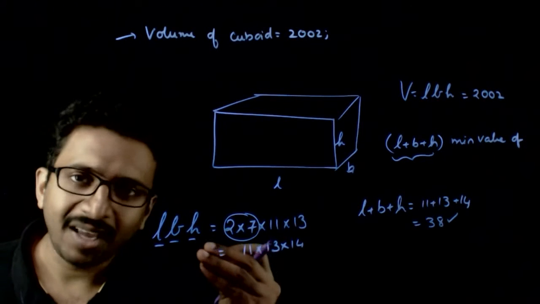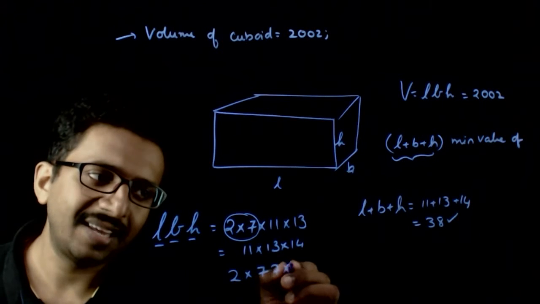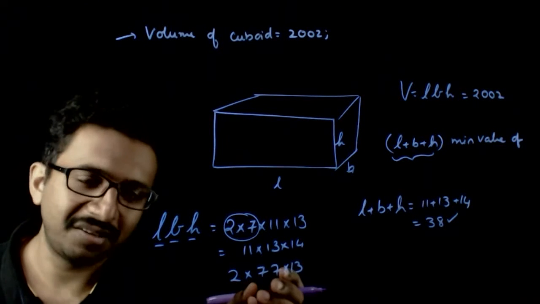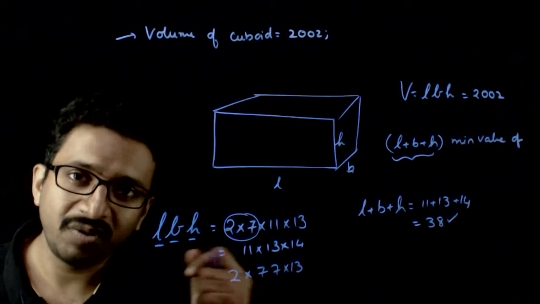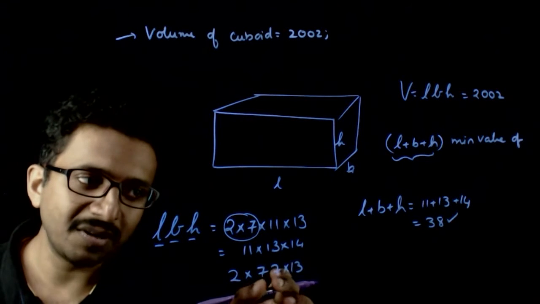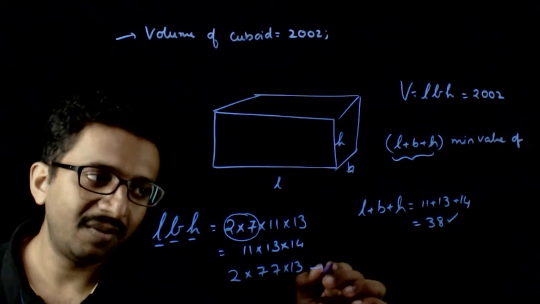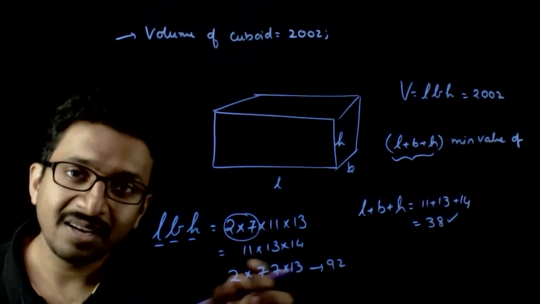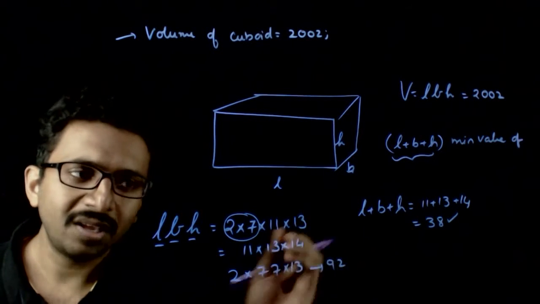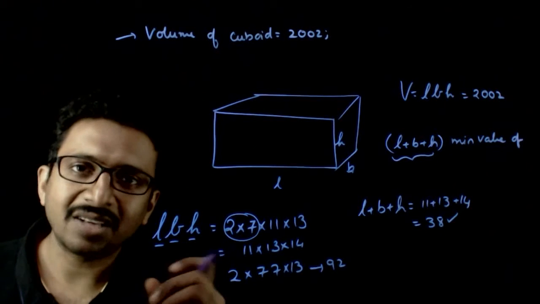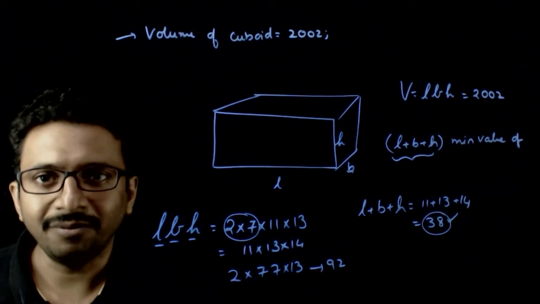You can also check it. In any other case, assume that you have the sides as 2, 77 and 13. They are not very close to each other this time; there is a lot of inequality between them. In this case, the sum will be equal to 77 plus 13 plus 2, which is 92. As you can see, if the numbers are far apart, the sum will be large. The sum will be small if the length, breadth and height are as close to each other as possible. Hence, 38 will be the least value of L plus B plus H.